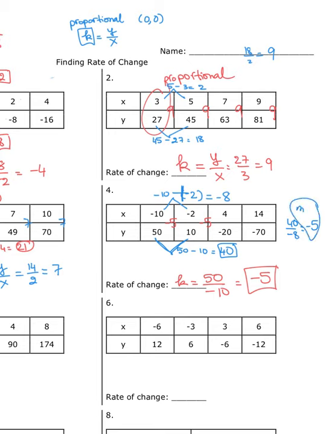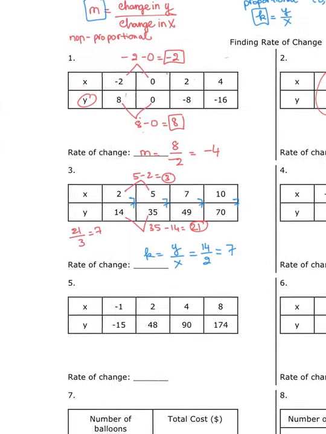It's the same with the K. So rate of change is negative 5. You just need to do one way. You don't need to do both. I just want to show you. Okay.